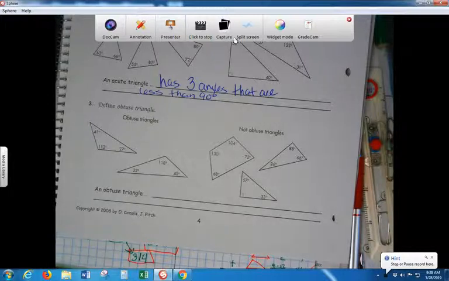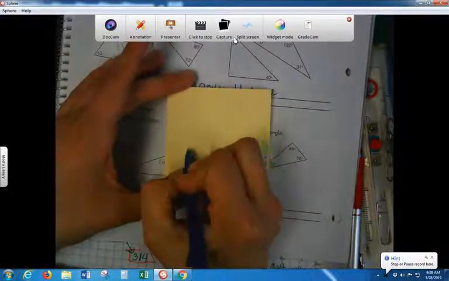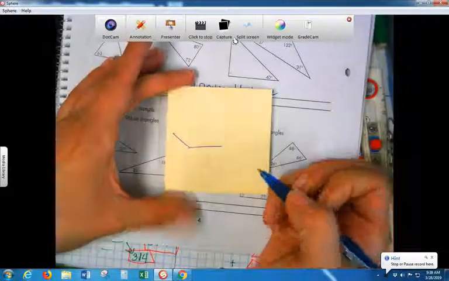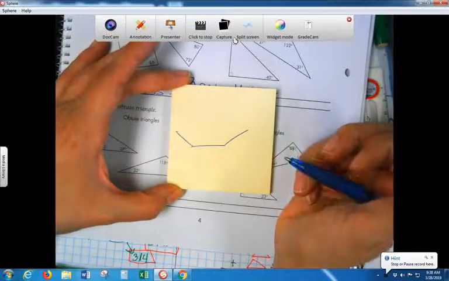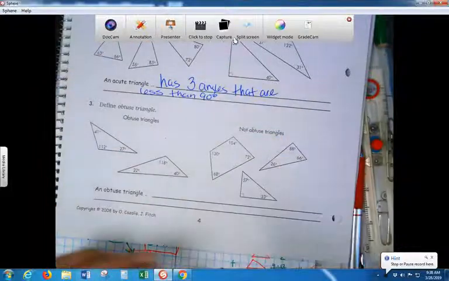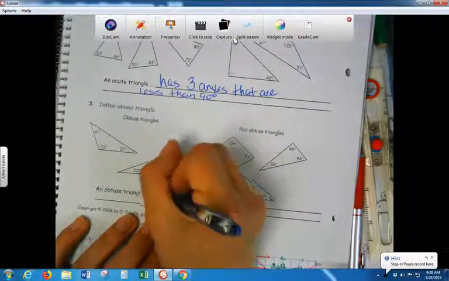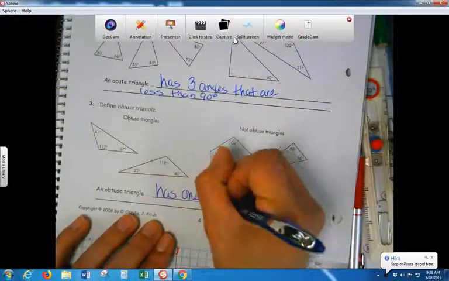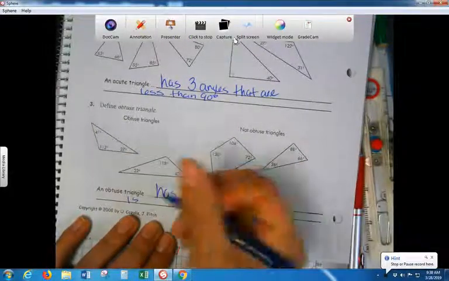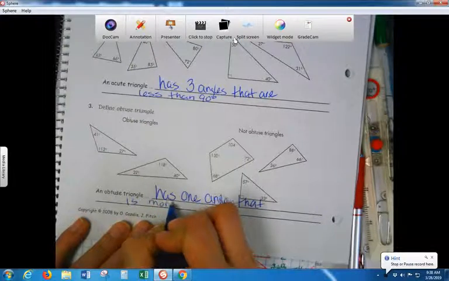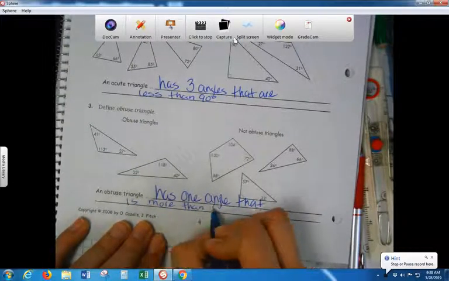Can there be 2 angles that are obtuse? No. Because here's one that's obtuse, right? I want to make a triangle. Here's another angle that's obtuse. Is that going to end up looking like a triangle? No. So an obtuse triangle has one angle that is more than 90 degrees.